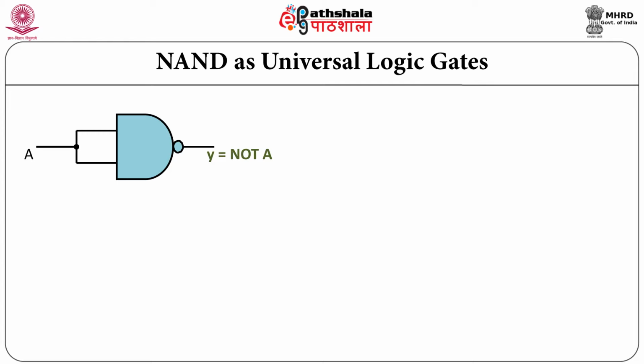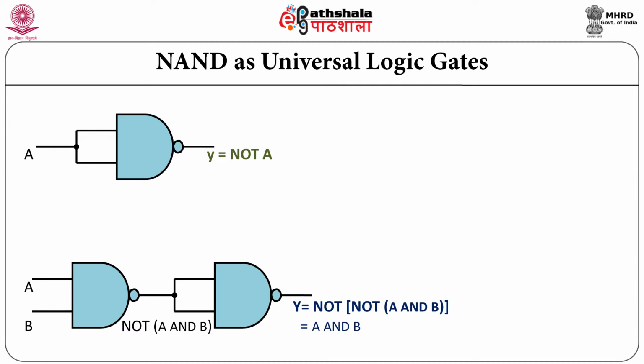Let us consider now the NAND gate as a universal logic gate. Let us now construct a NOT gate using a NAND gate. A NAND gate can be used to construct a NOT gate by connecting all its inputs together and applying the input to a common terminal. The output of the NAND gate generates the output as NOT A.